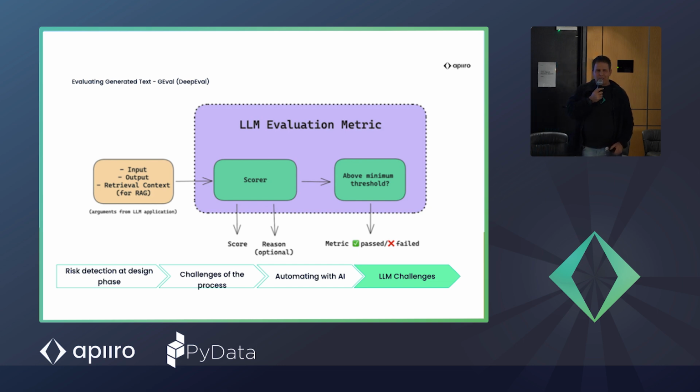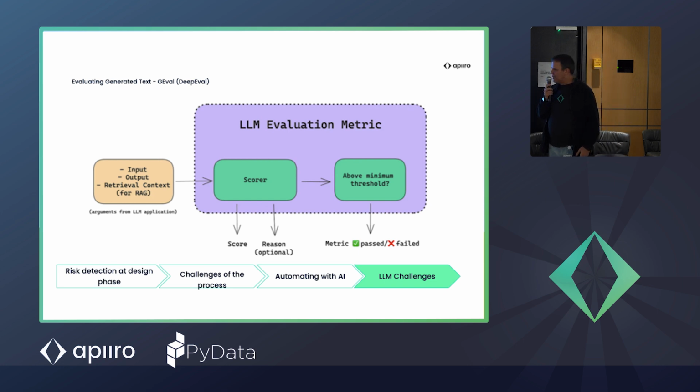For G-Eval, I'm using the DeepEval framework, but it's only a concept, G-Eval, so you can use others. The basic concept is you give it an input and then an output, and you can also give it an expected output. It depends on the metric you define. And you can also give a RAG context to these metrics. Then you give all this stuff to the LLM which evaluates.